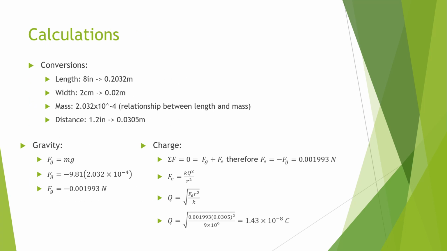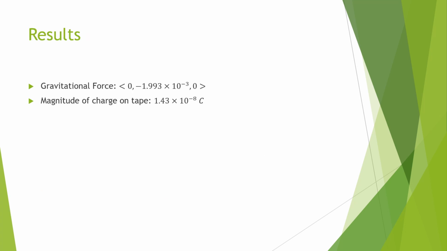This slide shows some of the calculations that were made: the conversions for length, width, mass, and distance, and also the force due to gravity calculated on the left, and the charge on the bottom right, resulting in 1.43 times 10 to the negative 8th coulombs. The results were that the gravitational force was a 3D vector, 0, negative 1.993 times 10 to the negative third, 0, and the magnitude of charge on the tape was 1.43 times 10 to the negative 8th coulombs.